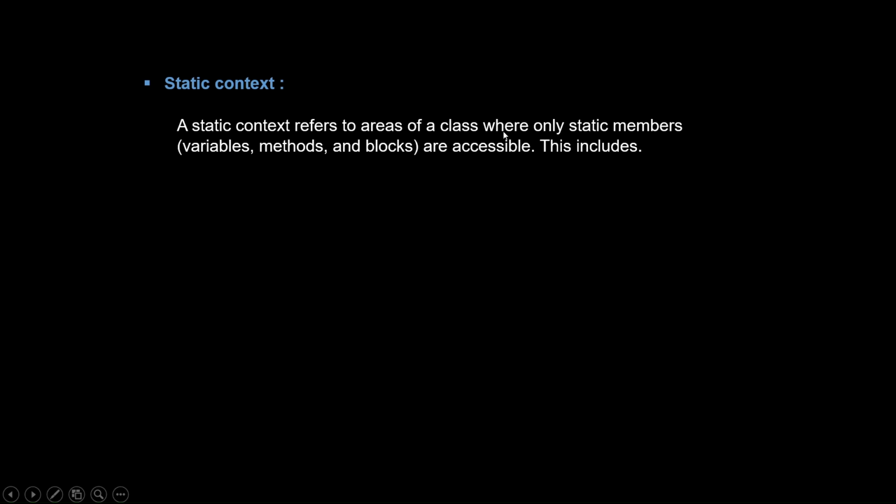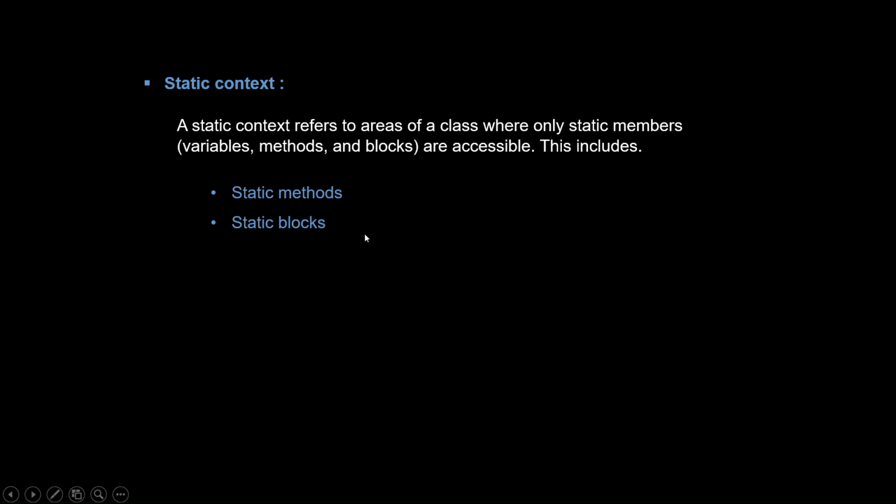A static construct refers to the area of the class where your class block is started. That is called the area of class, where only static members, variables, methods and blocks are accessible. Means we cannot access the non-static block in the static constructs. If you want to access it, you have to create the object inside that static block.